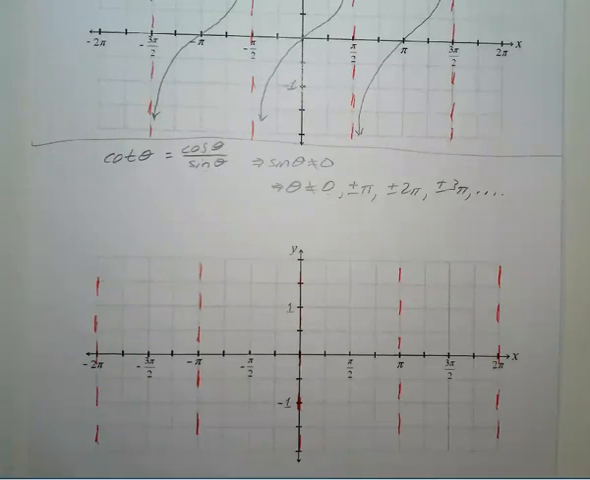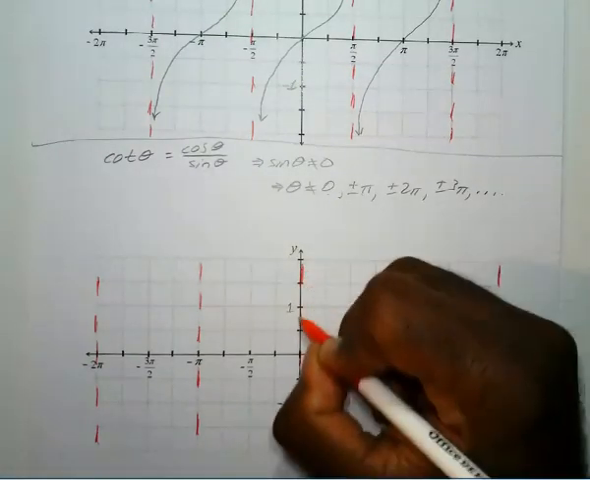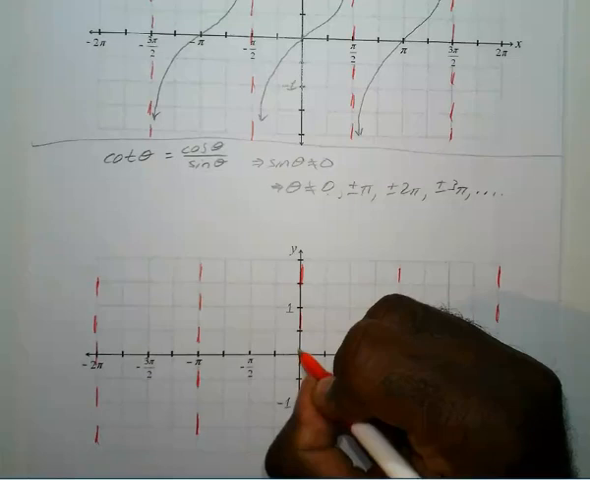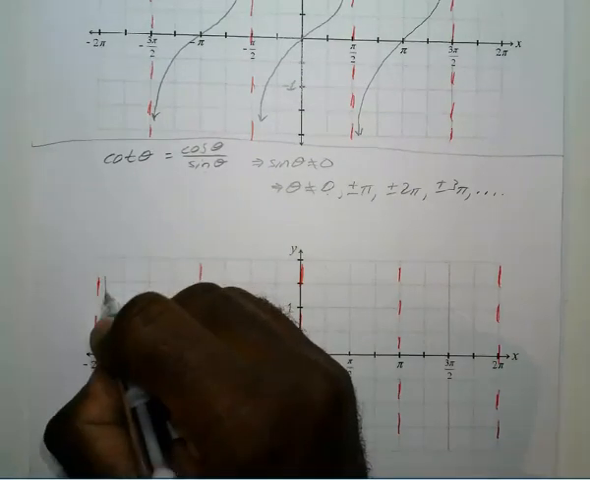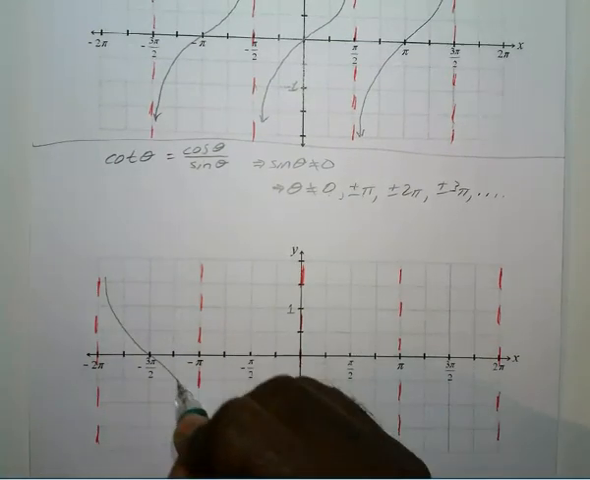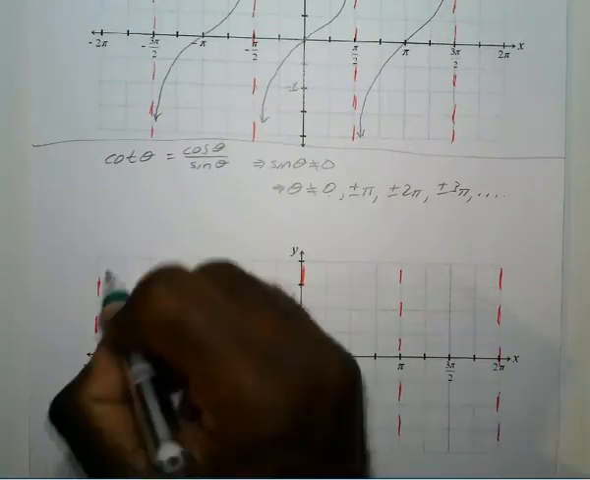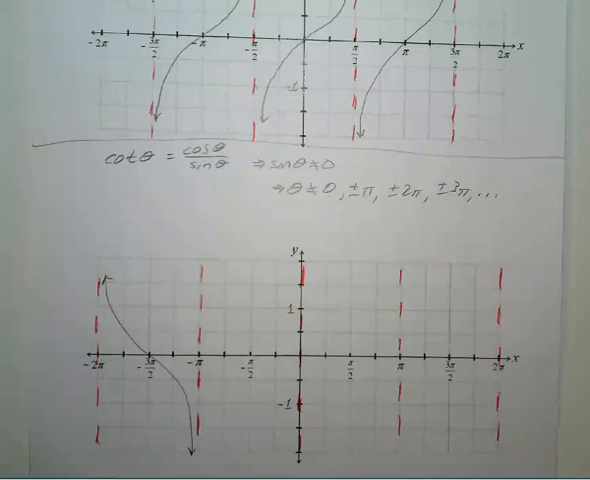Okay, so we have all of our asymptotes. And I'll just make that a little bit thicker so you can kind of see it. Now it looks almost identical to the tangent graph, but the only difference is it goes the other direction. So your graph looks like this.